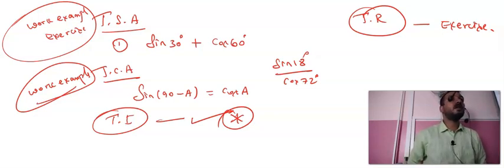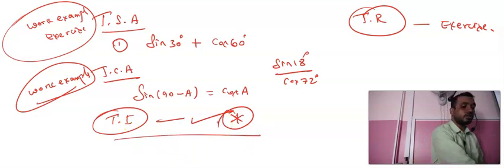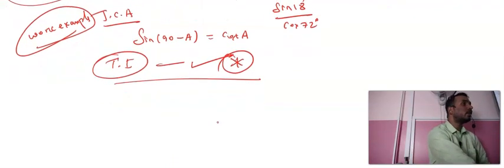Complementary angles, the majority goes to work examples. Identities, both work examples and exercise problems. So this completes your trigonometric identities. Sorry, trigonometry. Next, introduction to trigonometry we have done. Next is some applications of trigonometry.